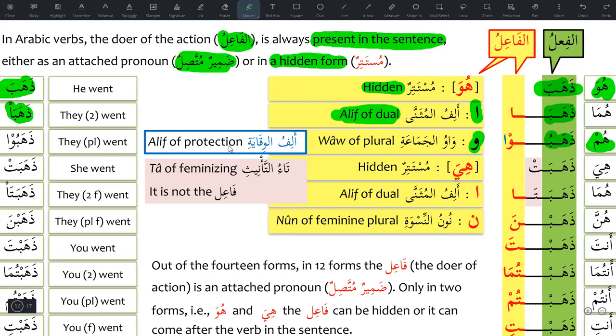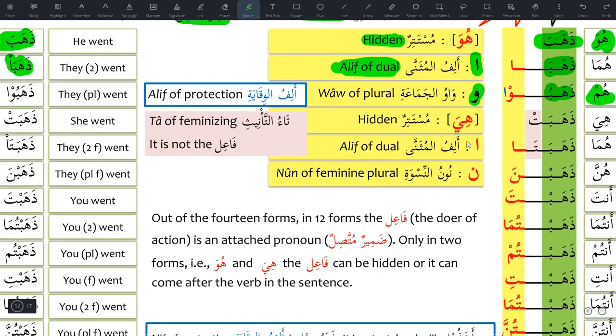We can pronounce it wrongly, zahabu, with the next coming words of the sentence. That's why we put here one alif. It will help us to pronounce it properly. It separates zahabu from the other part of the sentence. So it means zahabu is not a part of the sentence coming after the zahabu.